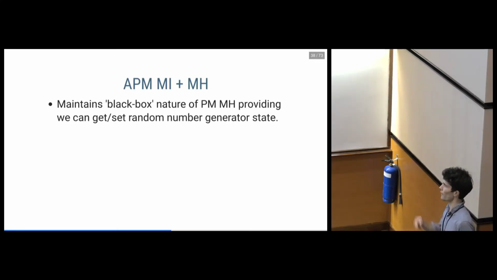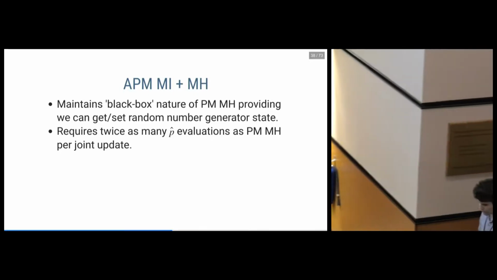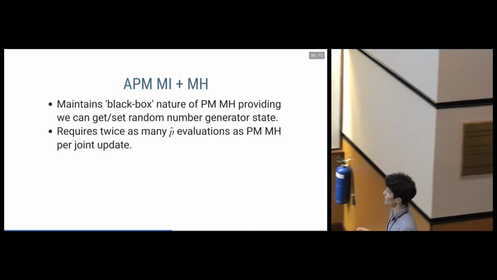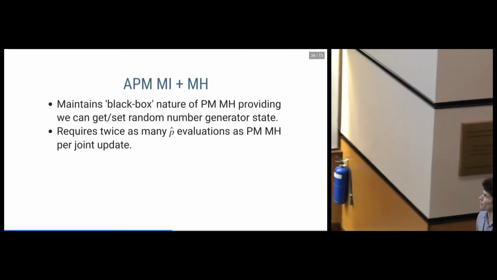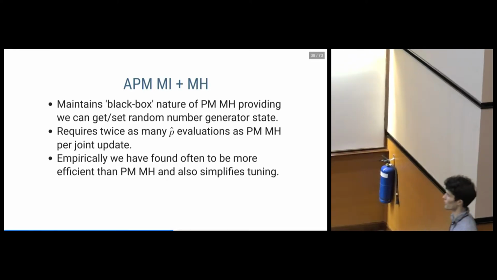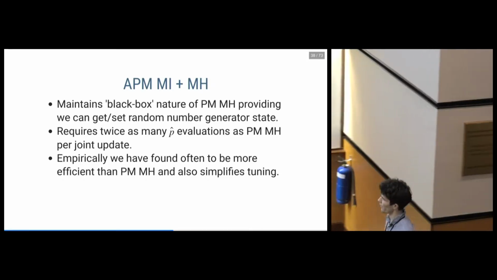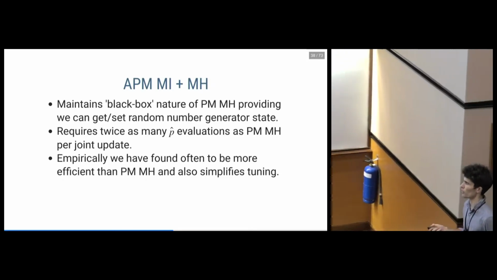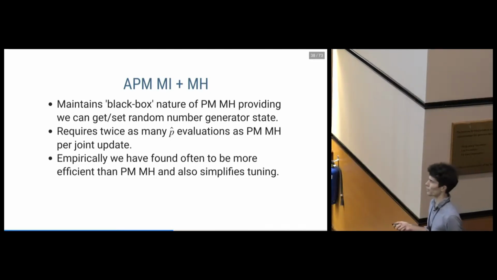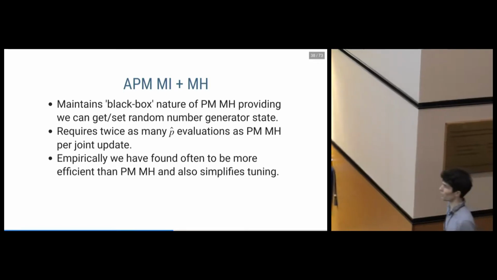We need to be able to have access somehow to the random number generator which is used in it under the hood. So as I said, a key disadvantage from a potential computational efficiency perspective is that we're going to have to evaluate this estimator twice for every overall joint update. But as I said, empirically, and I'll justify this with the experiments later on in this part, we found that this very simple adjustment to the standard pseudo-marginal Metropolis-Hastings method can often lead to quite considerable improvements in efficiency, and also significantly simplifies the tuning of the Metropolis-Hastings part of the kernel.